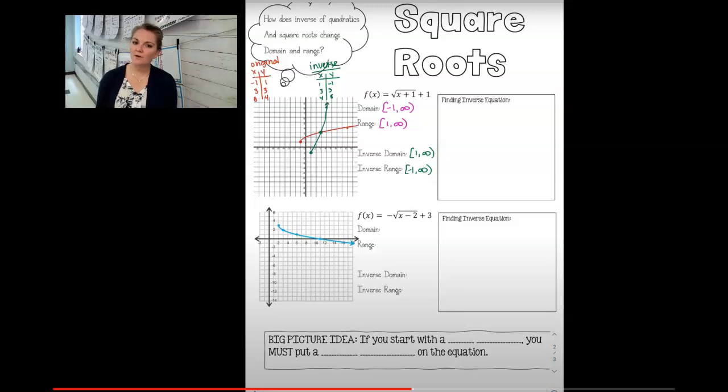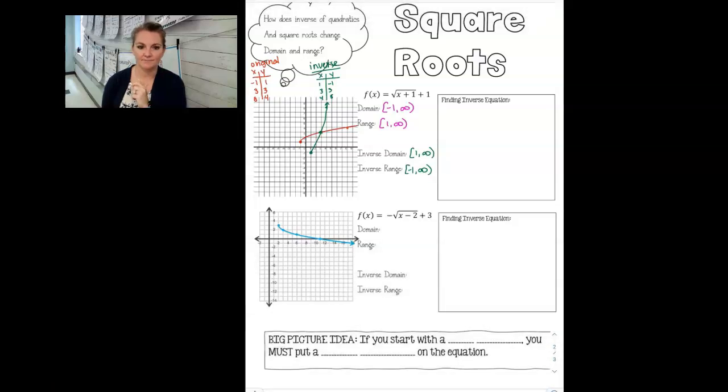And if you look at that graph, what is that graph besides it looks like a square root? I get that. It looks like a square root. But what does that graph almost look like? It almost looks like a parabola, but it's like cut in half. So keep that in mind for just a second while we talk about finding the inverse equation.